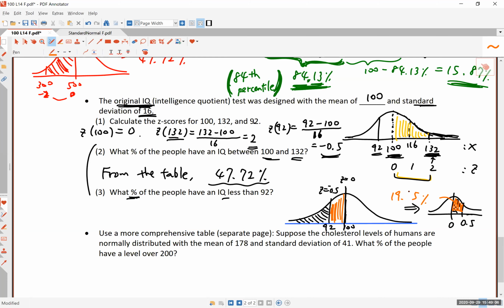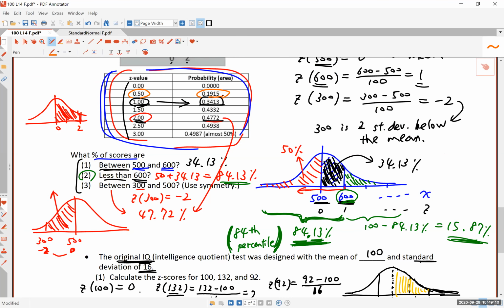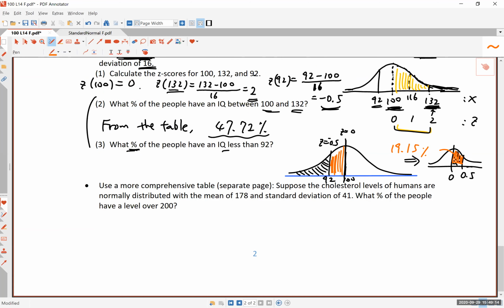The number here is 0.1915. So 19.15% of the scores are between Z equal to 0 and Z equal to 0.5. This also, by symmetry, works on the situation here as well. And so that is a key. Now, you know that everything to the left is 50%.